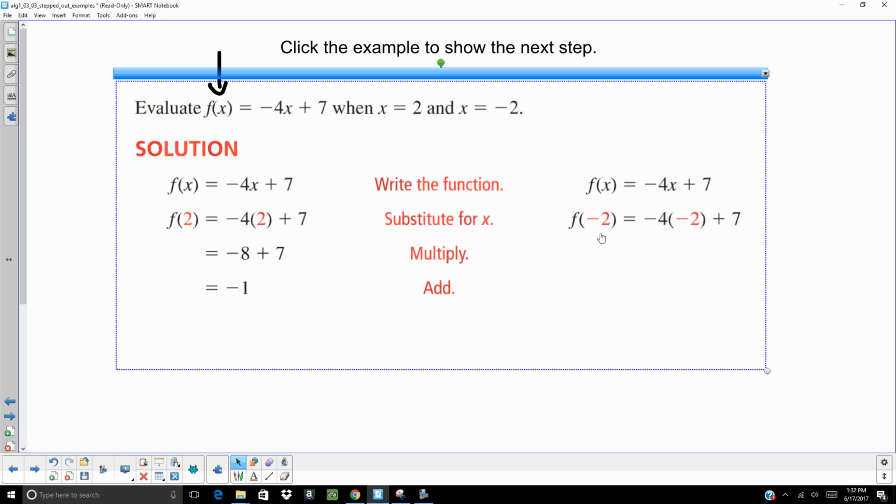Do the same thing for negative 2. F of negative 2 is going to be 8 plus 7 or 15. So when x is 2, f of x is negative 1. When x is negative 2, f of x is 15. So when my input is 2, my output is negative 1. When my input is negative 2, my output is 15.